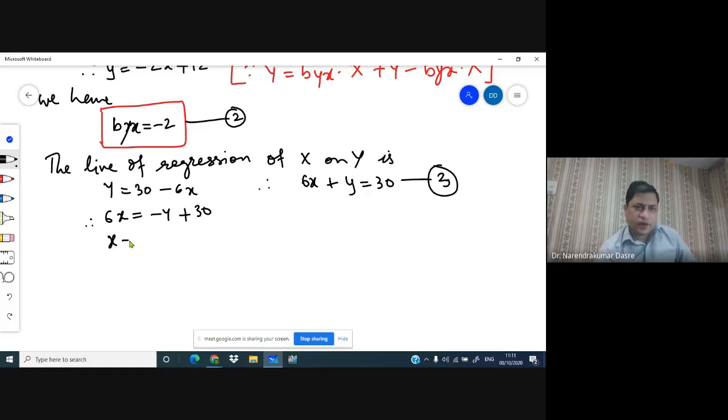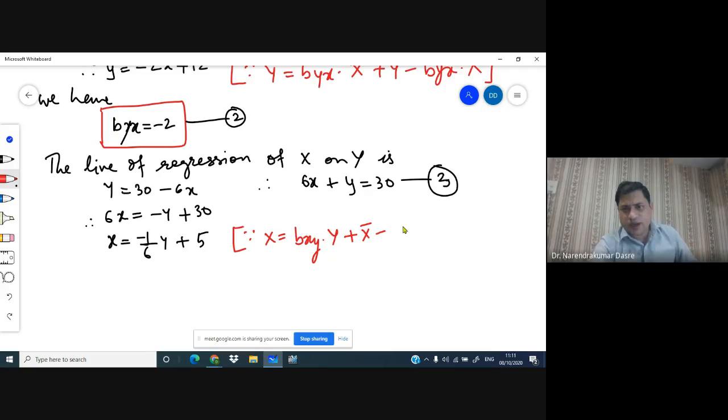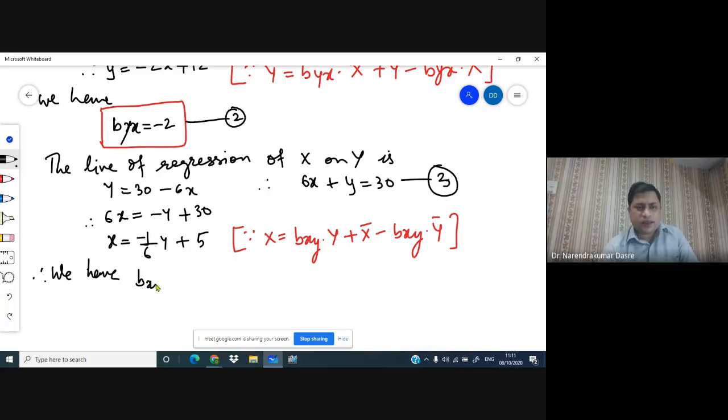So I can write x is equal to minus 1 by 6y plus 5. Okay. So compare this equation with x is equal to bxy into y minus y bar plus x bar. So if you compare this equation with this equation, then what we are able to get is bxy is equal to minus 1 by 6.